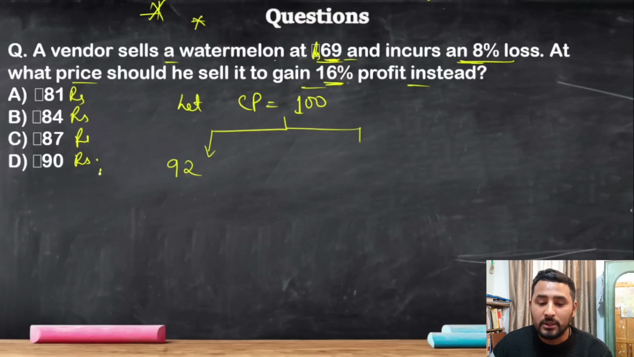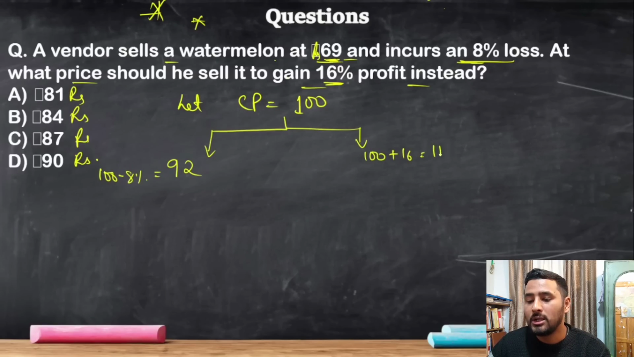Let me write it like this. 100 minus 8% loss, you'll get 92. And to get the profit, you should do 100 plus 16. You get how much? 116, right? To get the profit of 116 and loss at 92.